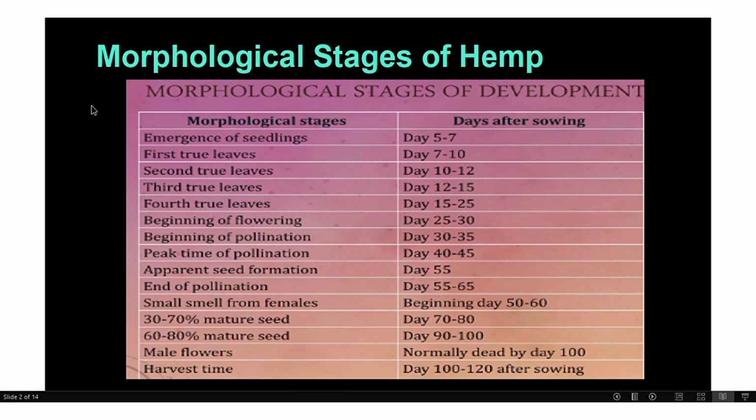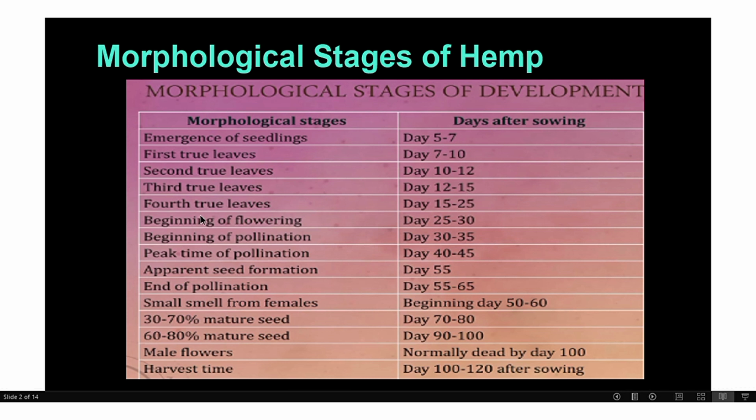So the first stage is emergence of seedling or sowing. It takes 5 to 7 days after the sowing process, and the second stage is first true leaves. It takes 7 to 10 days, and the third is second true leaves. It takes 10 to 12 days, and the fourth stage is third true leaves. It takes 12 to 15 days.